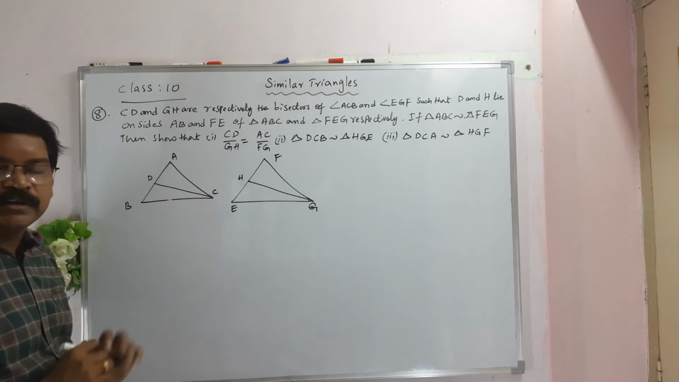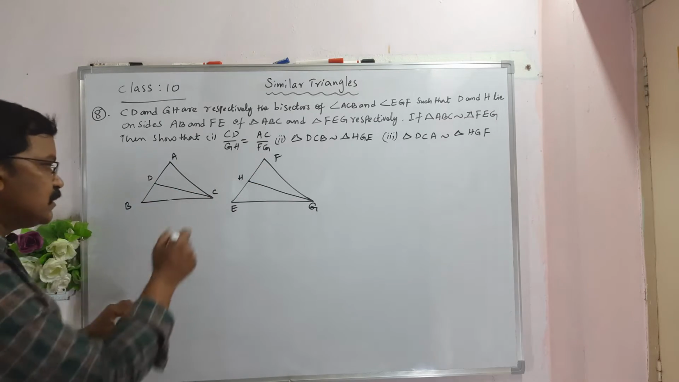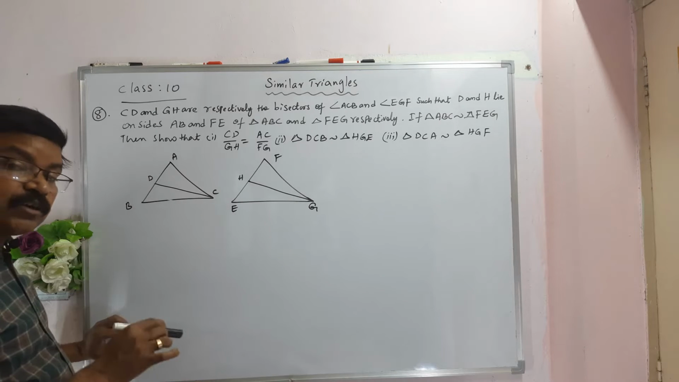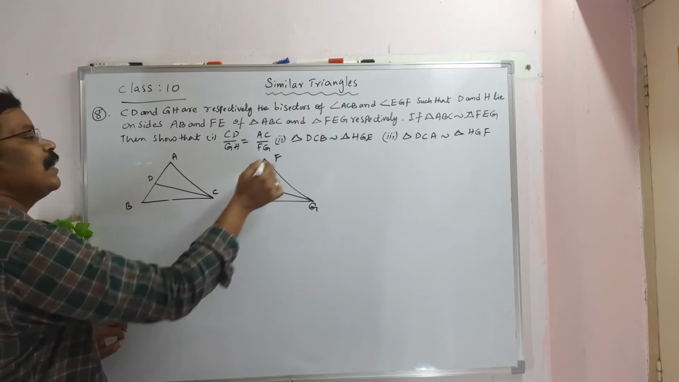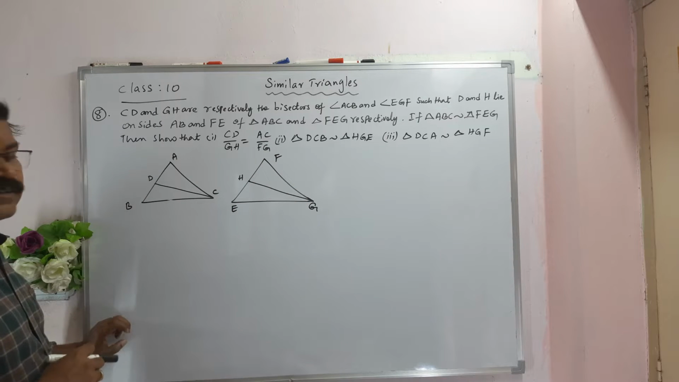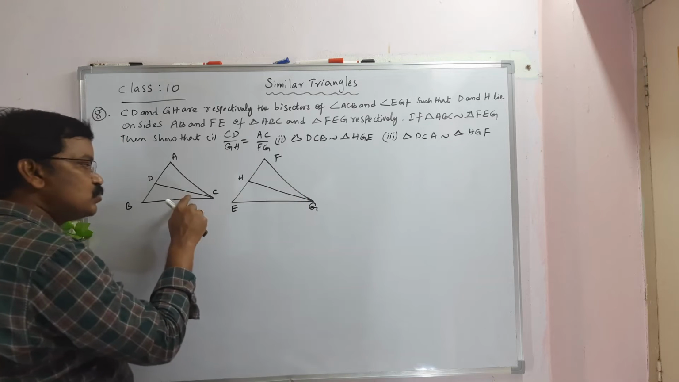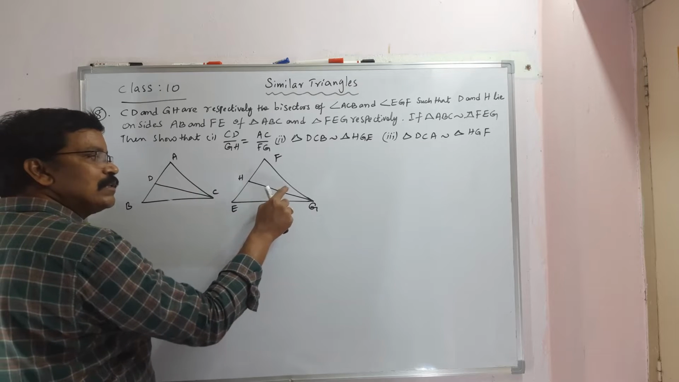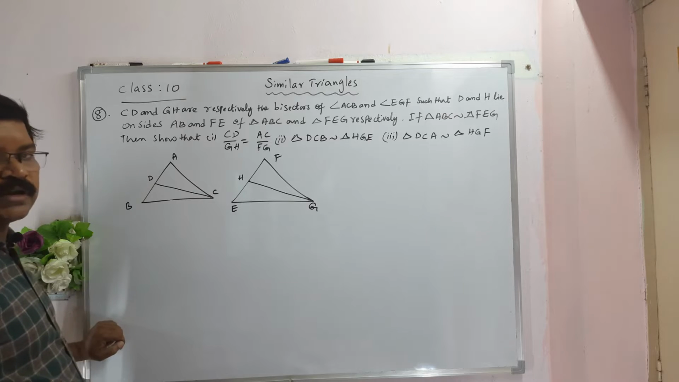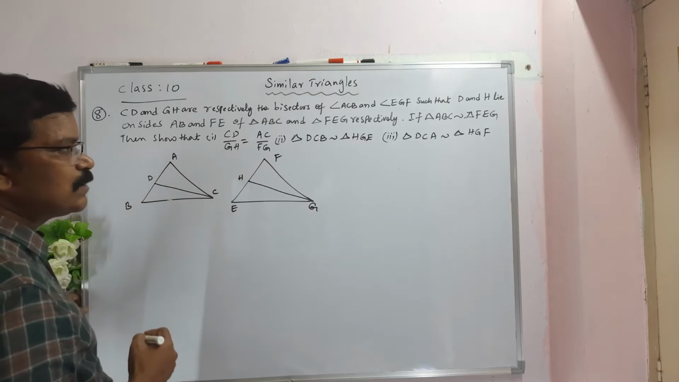In triangles ABC and FEG, CD and GH are the angular bisectors of angles ACB and FGE respectively. That means each divides its angle into two congruent angles. These two angles are equal, and these two angles are equal. Now we have to prove that CD by GH is equal to AC by FG.